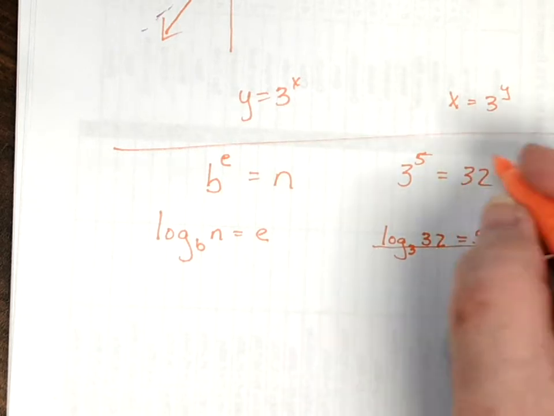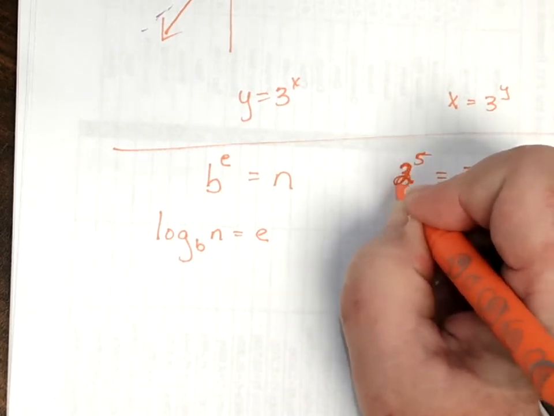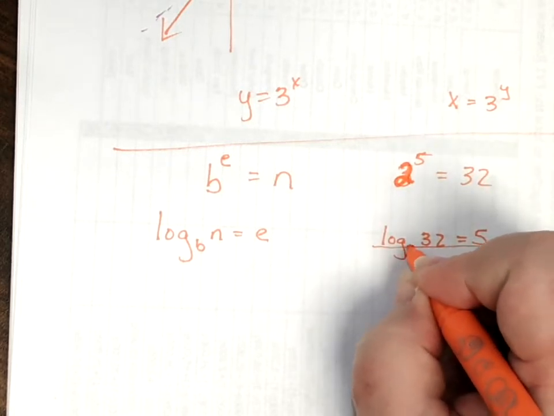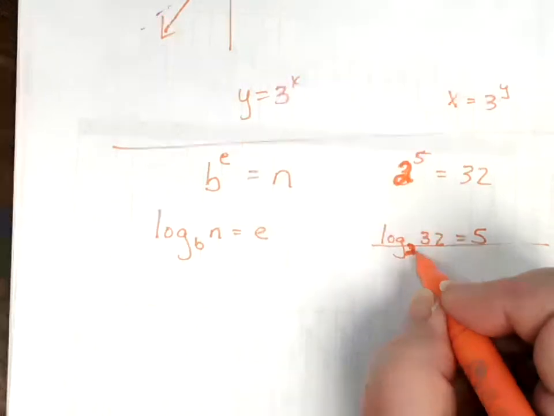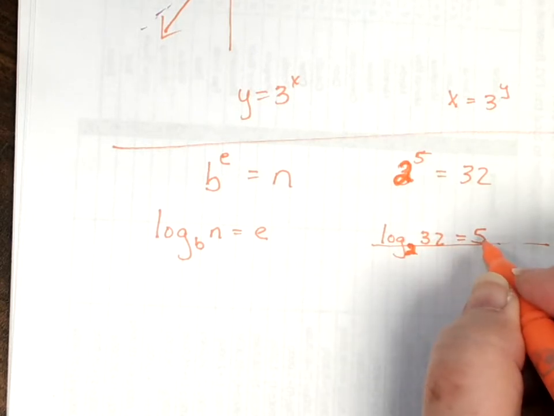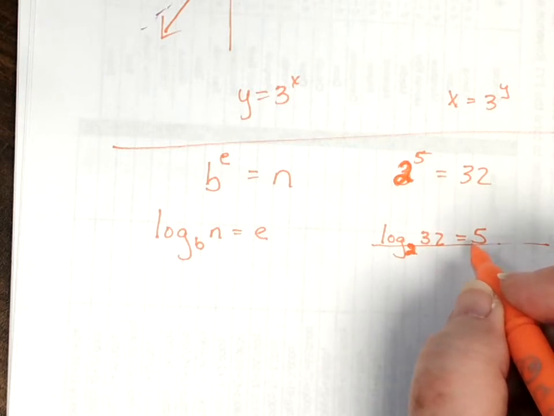Actually, 3 to the 5th is not 32. Let's make it 2 to the 5th. Sorry about that. Let's make a problem that really works. Base of 2, that we could type in log base of 2 of 32 and just get the answer is 5. Now, you're not going to get calculators to use, so unfortunately we have to find another way to do that.